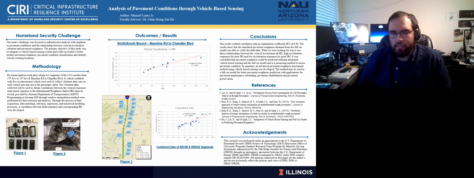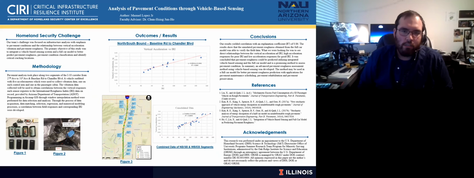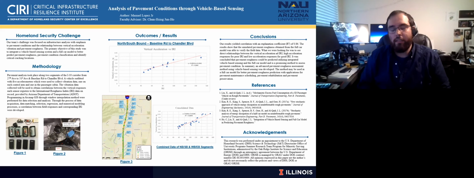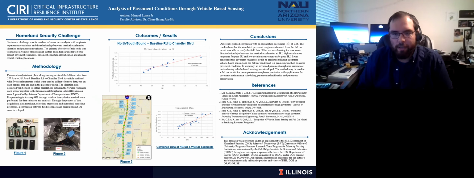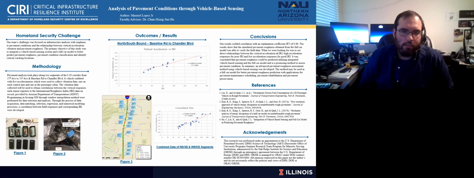What we want to see is a direct relationship. When we see an IRI value that is high, we want to see a high vertical acceleration point. When we see good IRI, which is low, we want to see low responses from those tires. So in summary, the method we developed was able to predict pavement conditions, pavement roughness, and we were able to use those points to identify critical cracking locations.